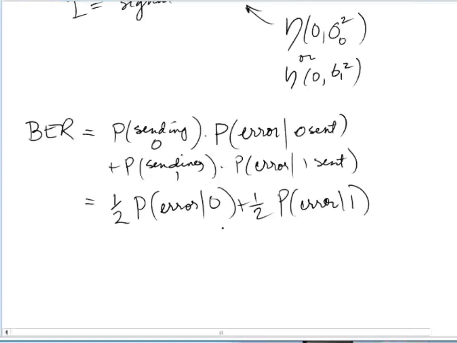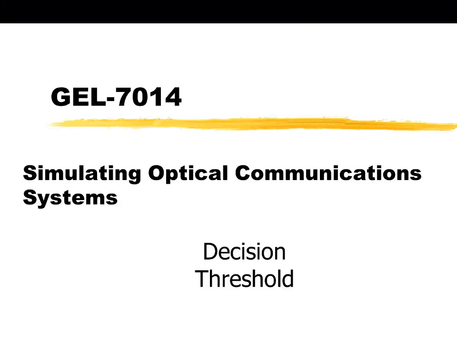So these are the conditional probabilities, conditional PDFs that I referred to. In order to calculate the bit error rate, I have to know what these conditional probabilities are, and I calculate the probabilities from the probability density function.